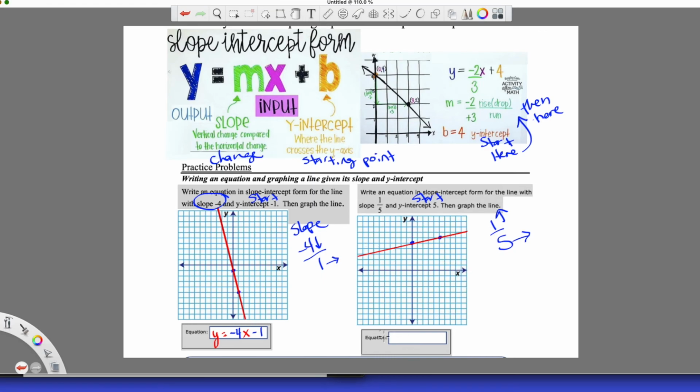Remember, it's y equals, I'm going to skip a little bit and write x so that I can put my slope in here. So slope, that was 1/5. And the y-intercept was 5, so it's going to be +5.